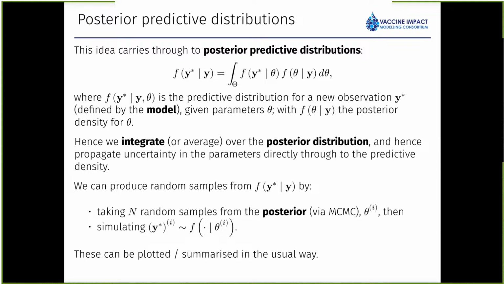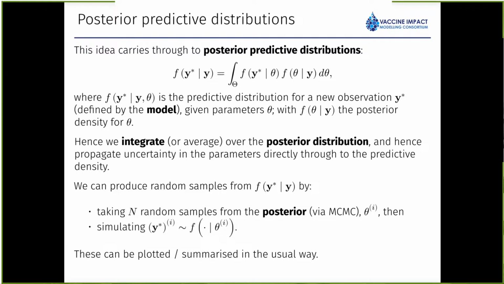Now, this idea of carrying these uncertainties and these samples through also carries through to what we call posterior predictive distributions. So let's say, for example, that I wanted to estimate the value of a new individual, Y star, given the data that I have. Y star here is not data. If I was doing regression, this might be a new individual and I want to predict their outcome or something like that. Or it could be a forecast or something.